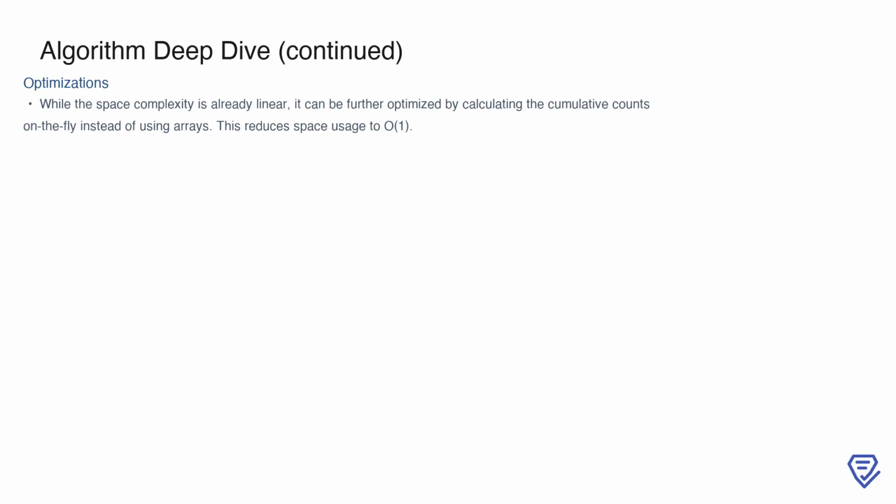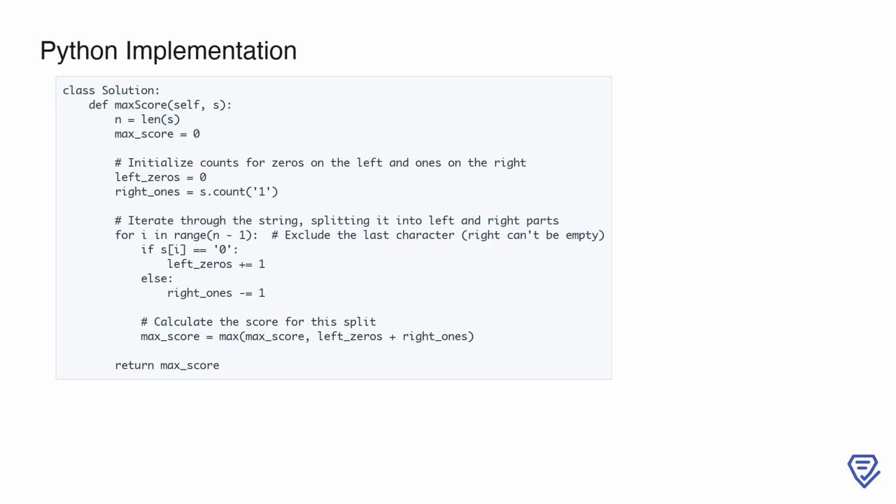This implementation solves LeetCode problem number 1422, Maximum Score After Splitting a String. The goal is to find the maximum score obtained by splitting the binary string s into 2 non-empty parts, where the score is calculated as the sum of the number of zeros in the left part and the number of ones in the right part. The solution follows these steps.